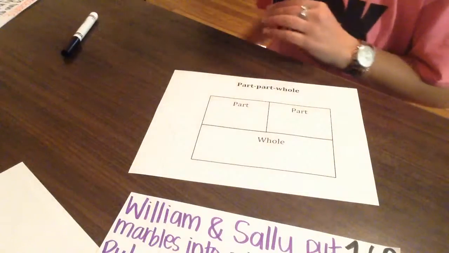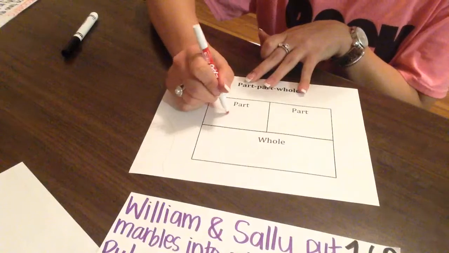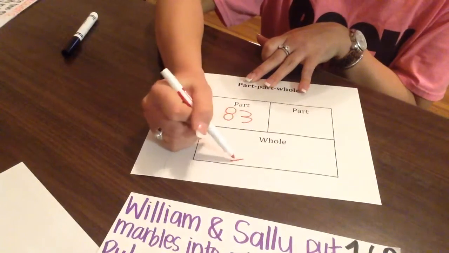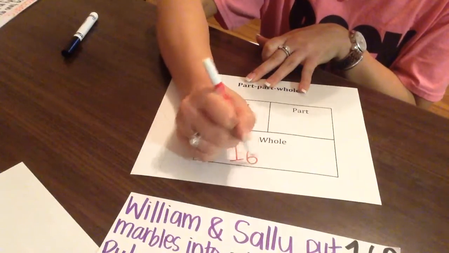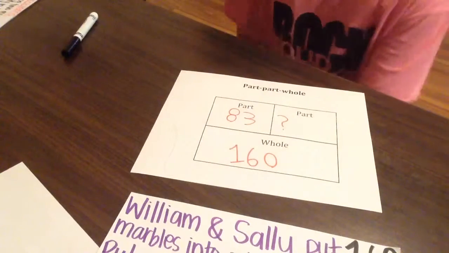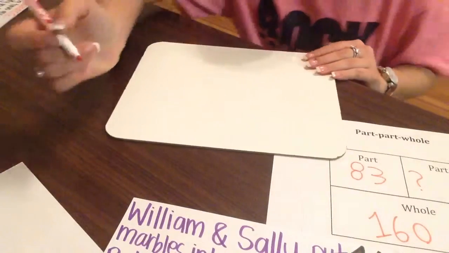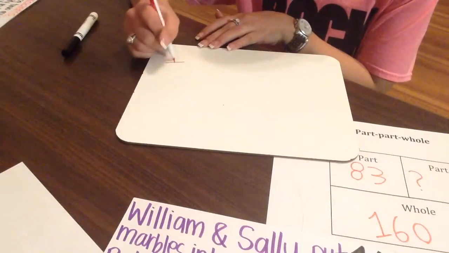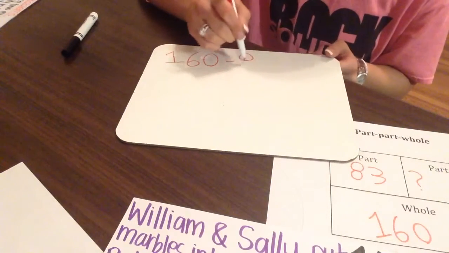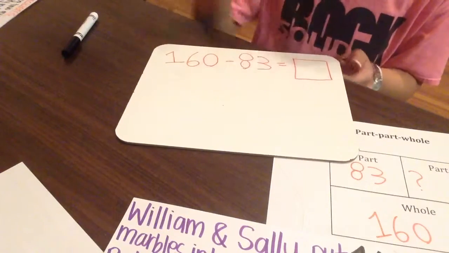We know that part is 83 and the whole is 160, and we need to find the other part. So, looking at this, we know we can make a problem. 160 minus 83 gives us our answer.